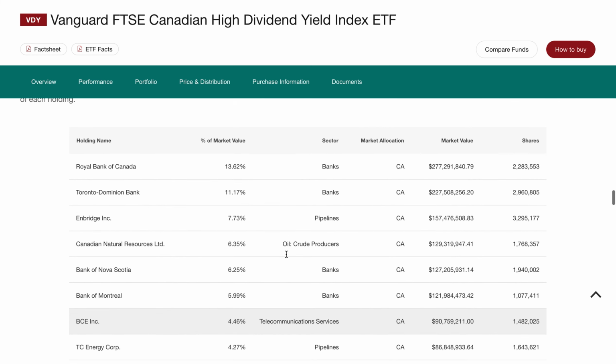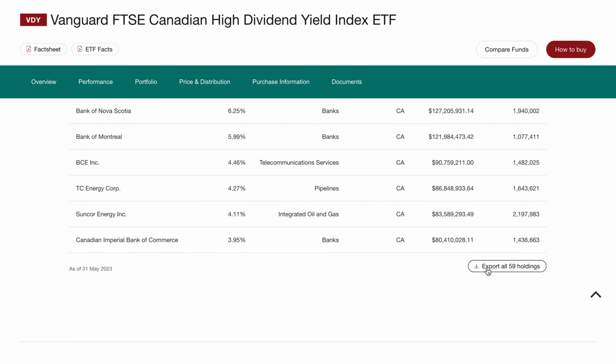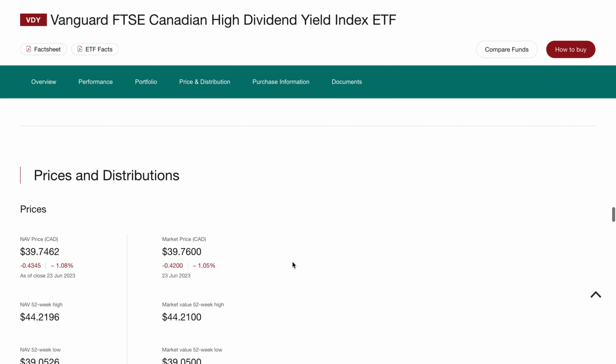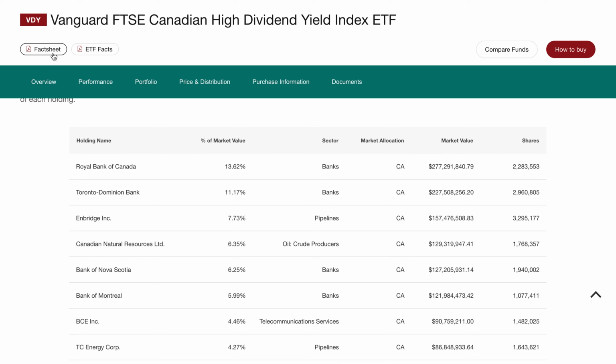So that's VDY at a glance. You can see all the holdings if you wanted to. And you can also click the fact sheet here. This fact sheet is a 2-page summary. Well, we might as well click it since I said that. It's a 2-page summary explaining what's held in this ETF, provided by Vanguard. And it's very concise, to the point, and just gets the job done. It looks at what we did at a very high level.